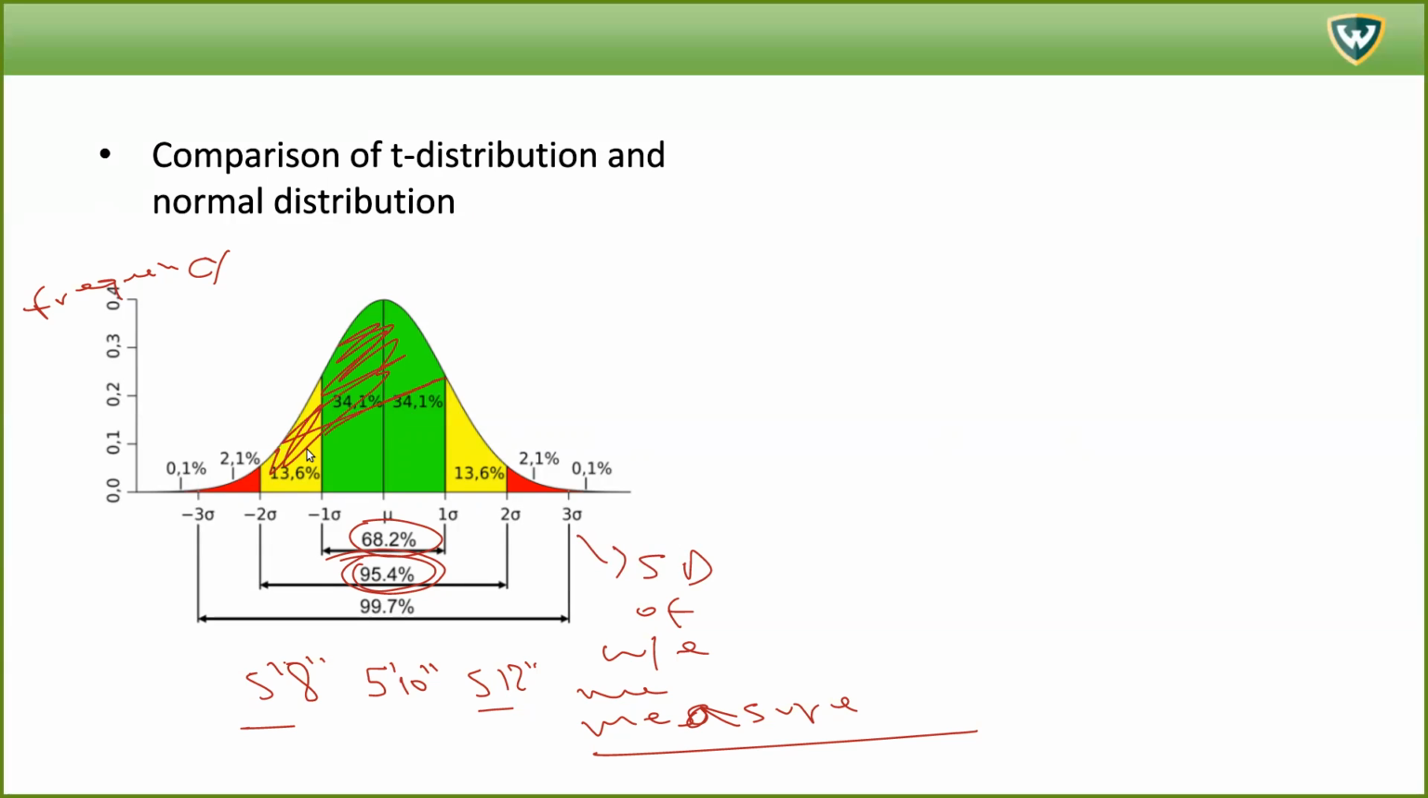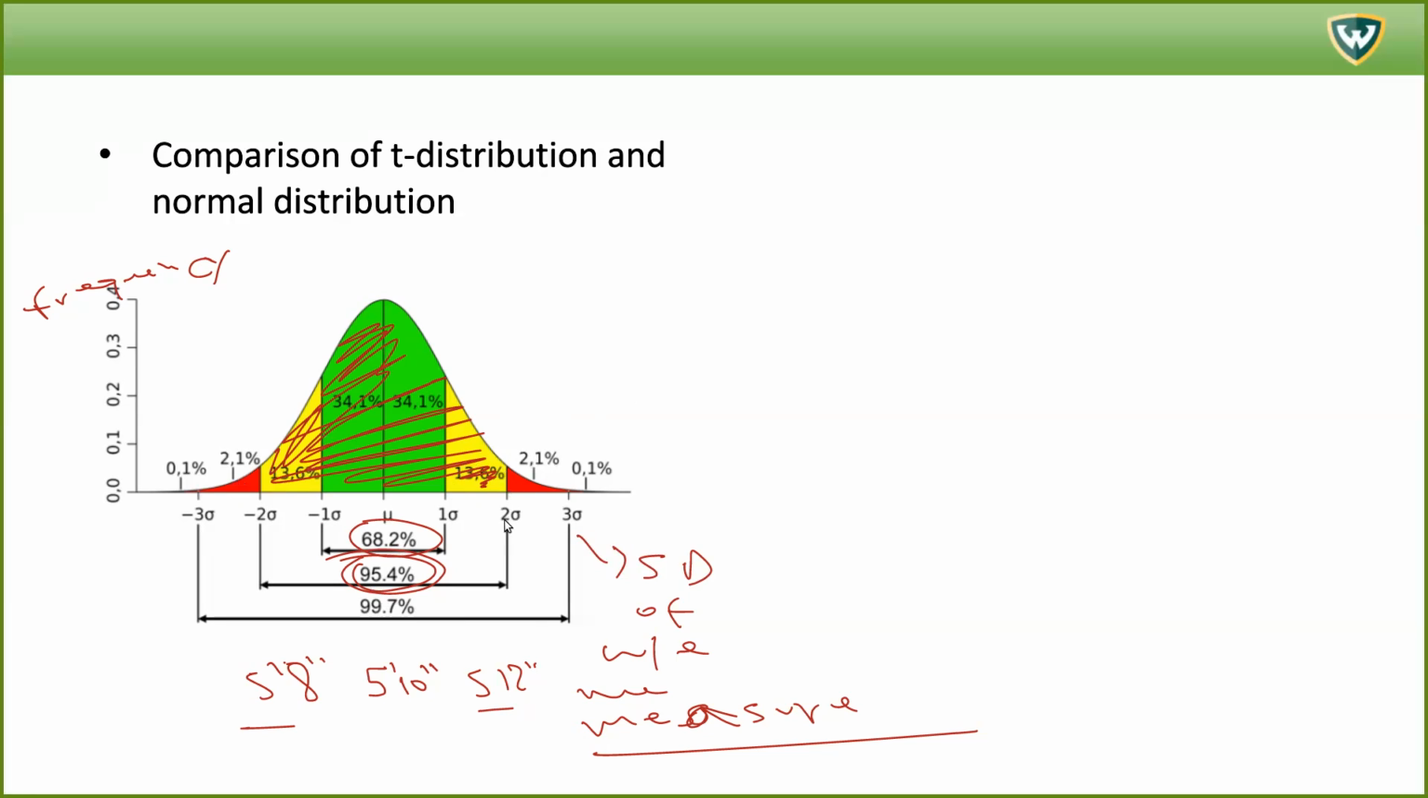The area under this curve gives us the amount of frequency and the percent of units, and then also in a way the probability, because 95% of the people are between 5'8" and 5'12", therefore I can say with 95% confidence that any one person that you pick is going to be between 5'8" and 5'12". That's the whole idea too of confidence and probability and frequency, all kind of coming together here.